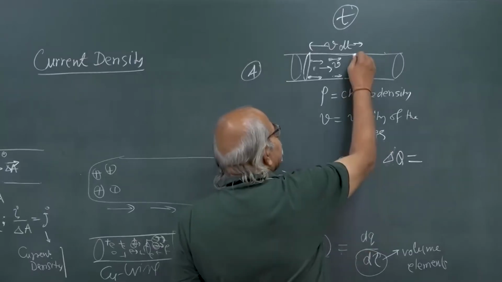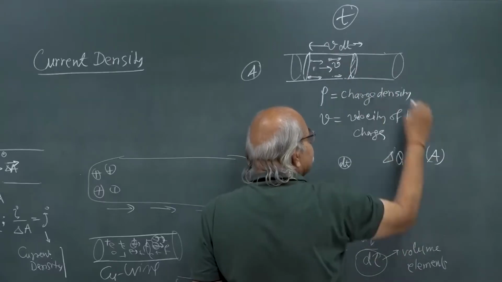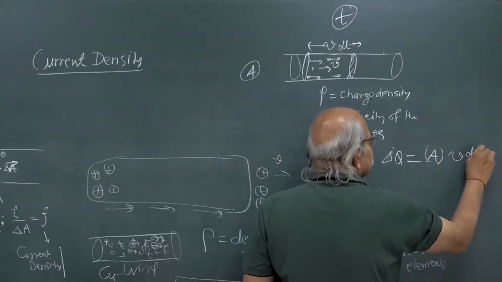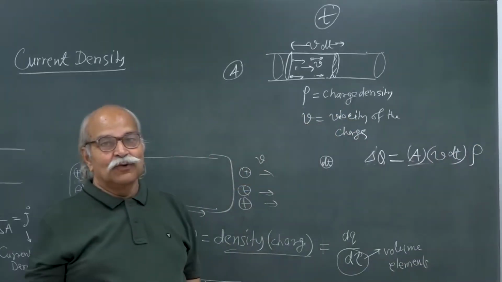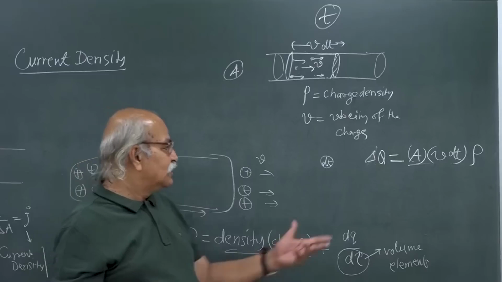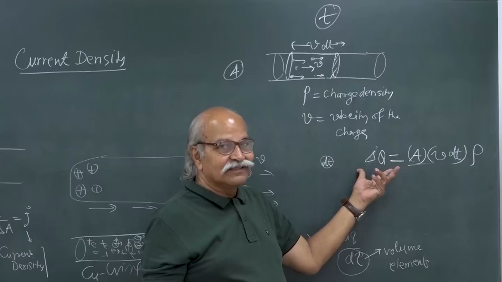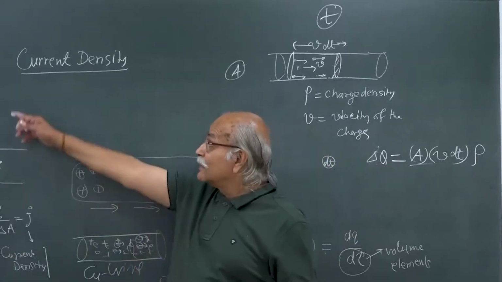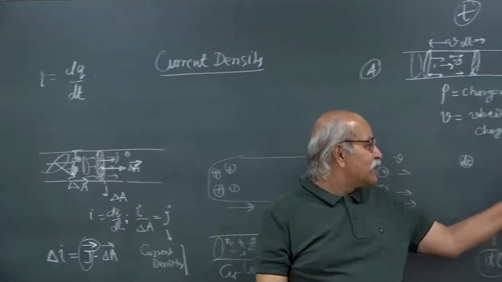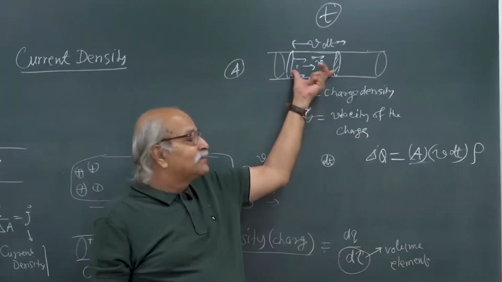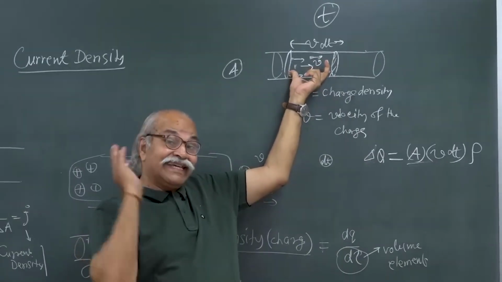That charge will be, this is area A, then this is length v dt. So this becomes the volume, and multiplied by rho. Rho is the charge per unit volume. So this is the volume, and rho multiplied, you get charge delta q. It's not this dq flowing in time dt. This charge that I am writing here is the charge contained in the cylindrical volume at that time t.